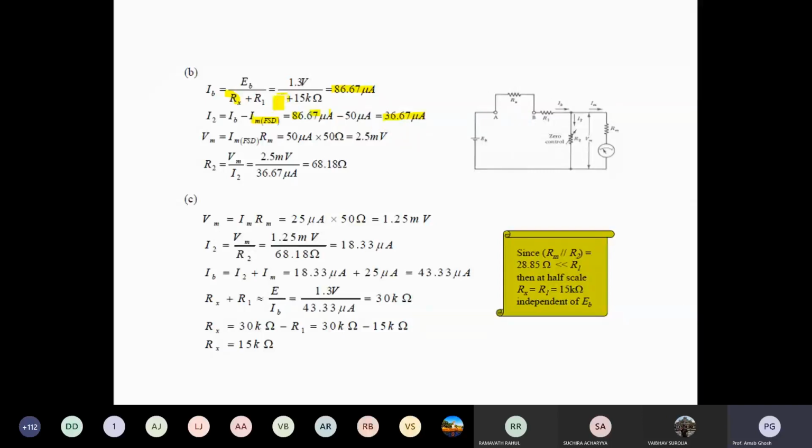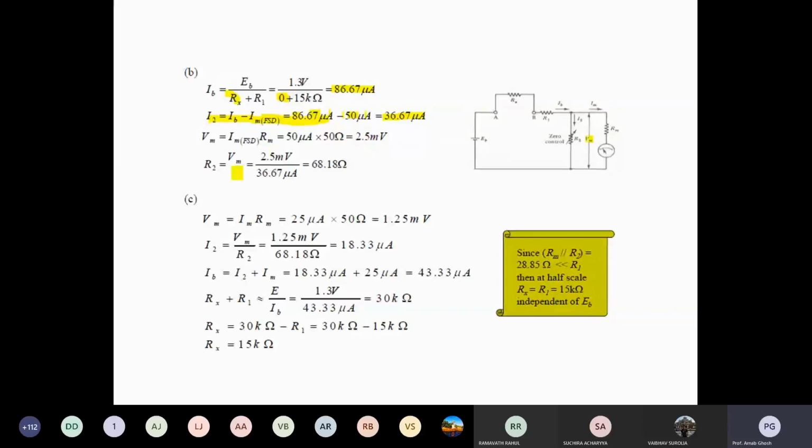When Rx equals 0, you will get the maximum current of 86.67 microampere. But in this second condition Rx is not 0, so that is why you are getting that FSD and I2 is 36.67 microampere. So what is Vm? Vm means the total voltage appearing across it. It is Im into Rm, so Im FSD 50 into 50 ohm. So it is coming 2.5 millivolt.